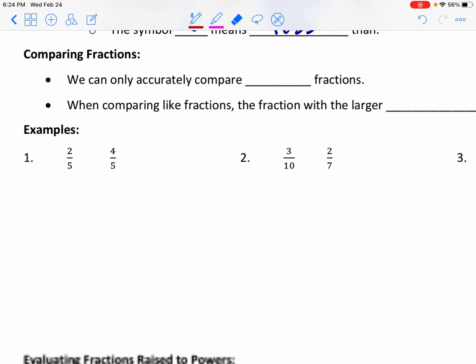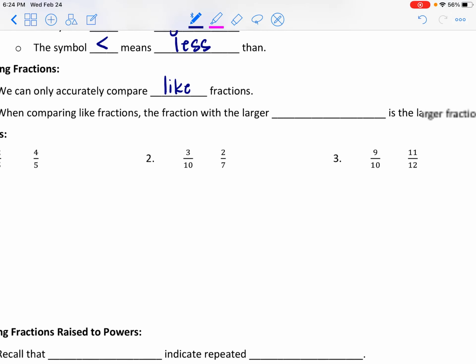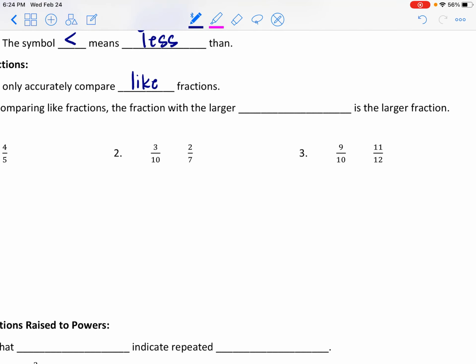The only way we can accurately compare them is if we're looking at like fractions. We want to be able to compare fractions when they have the same denominator. If you're comparing like fractions, then this is easy. The fraction with the larger numerator is going to be the larger fraction.